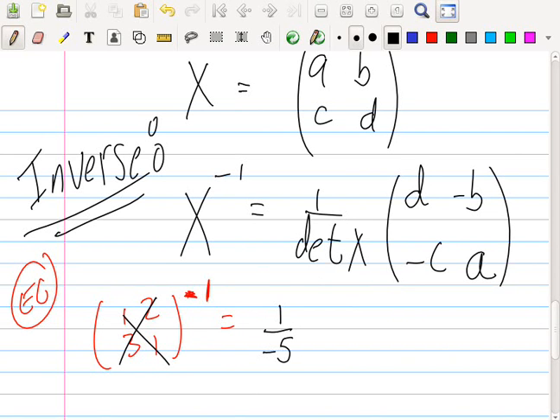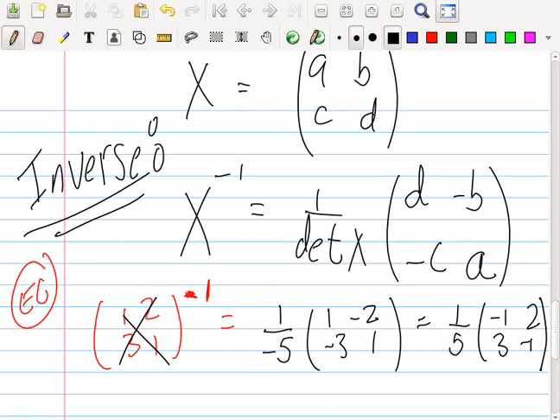Then I said I swap these numbers, but they're actually the same, so it's still 1, 1. And then what do I do with these two? Minus them, so I get minus 2, minus 3. Now, I don't really like this minus being stuck on the outside, so I can multiply the minus in, but I'll leave the 1 over 5 on the outside. But you can multiply it in if you want to. So the answer will be 1 over 5 times the matrix minus 1, 2, 3, minus 1. I'll do another example as well.